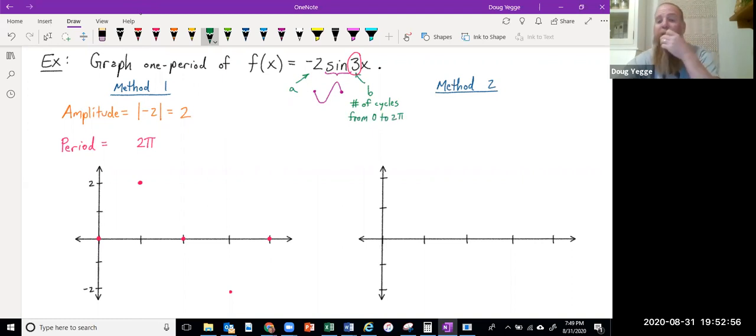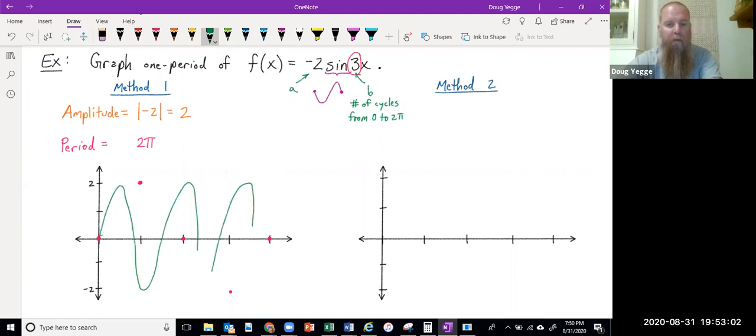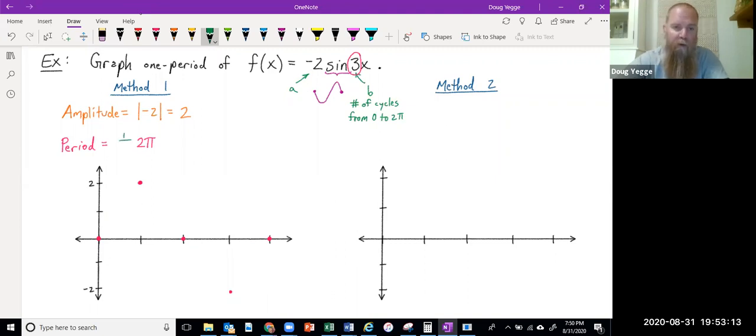Which means if I know that there's 3 cycles that are going to occur from 0 to 2 pi, then I need to figure out how long is one period or one cycle. So what we're going to do is take 1/3 of 2 pi. Another way to think about it in terms of a formula is that we could really just take 2 pi, divide it by b, and therefore the period is 2 pi over 3. So instead of extending from 0 to 2 pi, we know that it's now going to extend from 0 to 2 pi over 3.